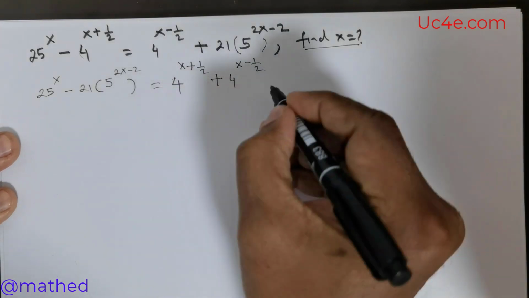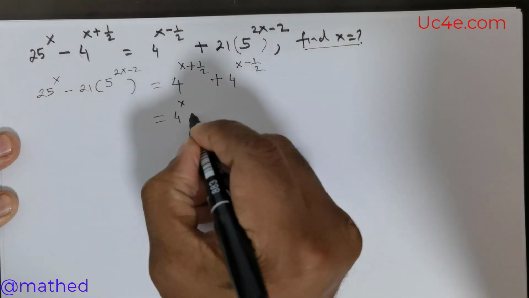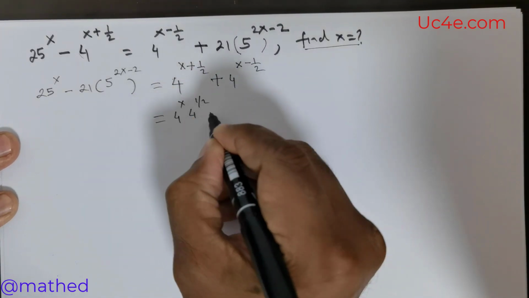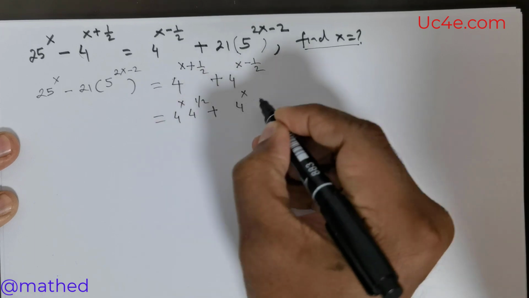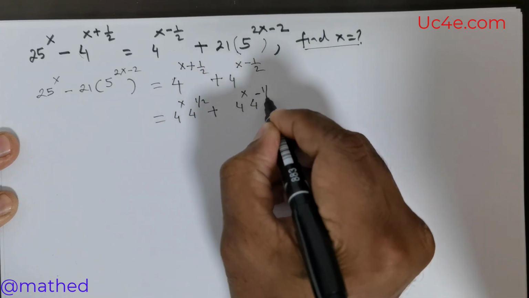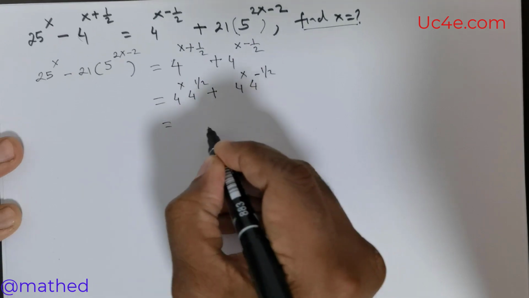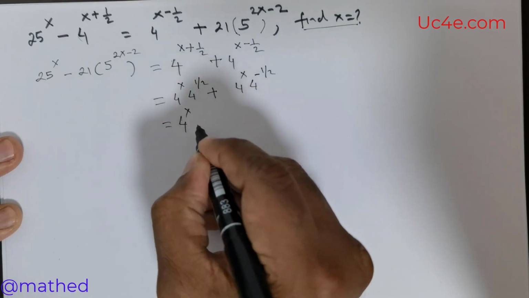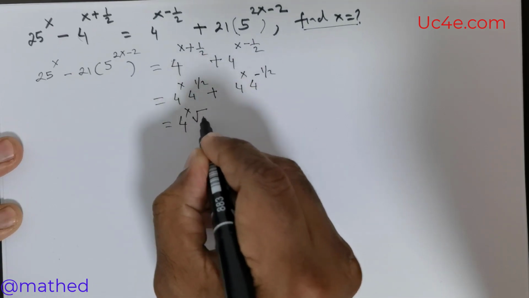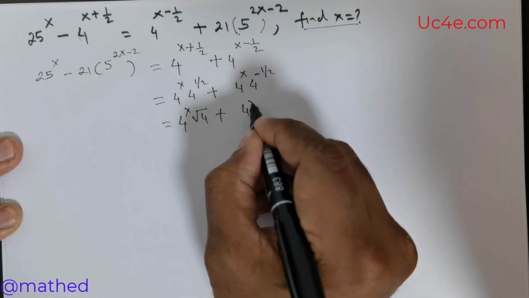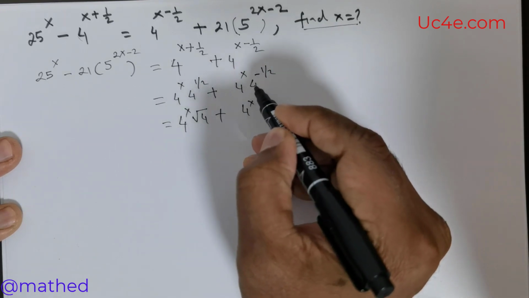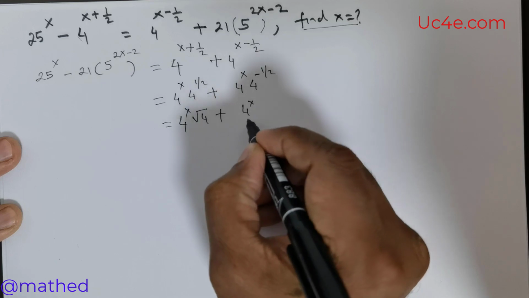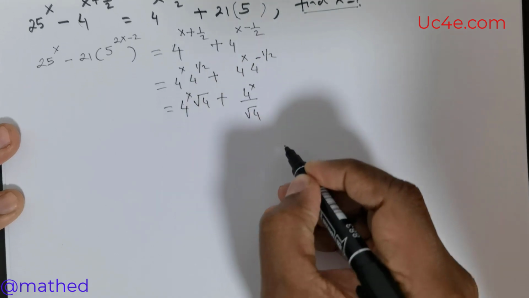Now I can further rewrite this as 4 raised to the power of x times 4 raised to the power of 1/2 plus 4 raised to the power of x times 4 raised to the power of negative 1/2. This can be further rewritten as 4 raised to the power of x times root of 4 plus 4 raised to the power of x. This is 4 raised to the power of negative 1/2, so you can push it down and rewrite it like this.